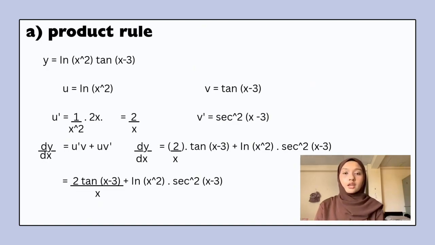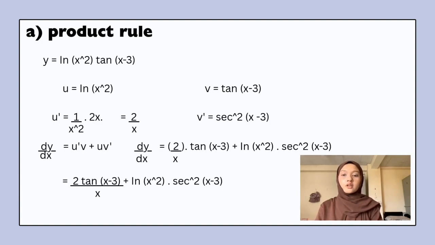Today I will explain how to find the derivative using the techniques of differentiation. As we all know, we have three rules of differentiation. First is the product rule, second is the quotient rule, third is the chain rule. You can see the equation 2a. This function consists of two functions multiplied together, which are ln x squared and tan x minus 3. So I will use the product rule since the function involves multiplication of two functions.